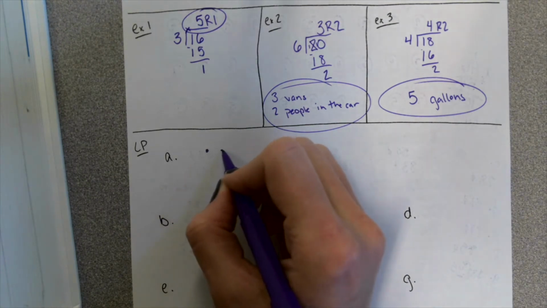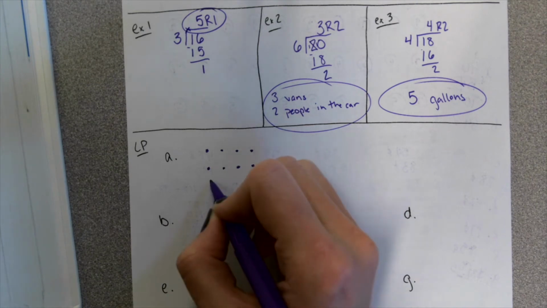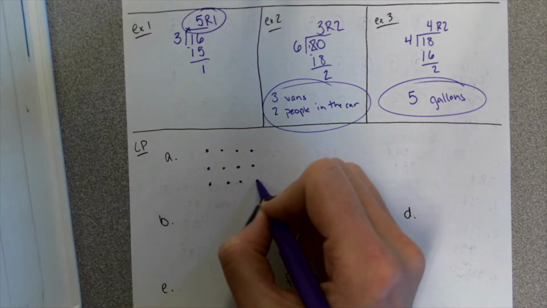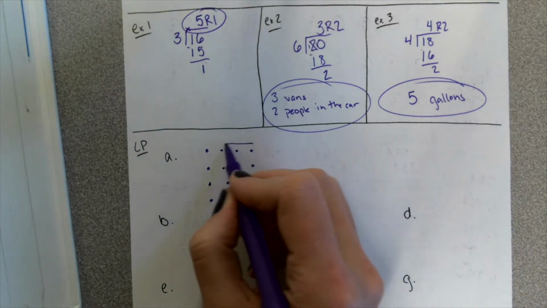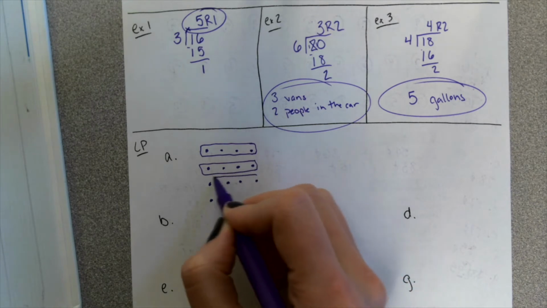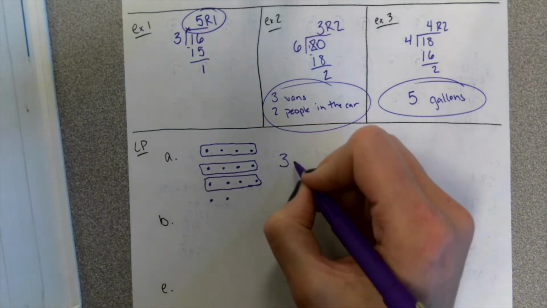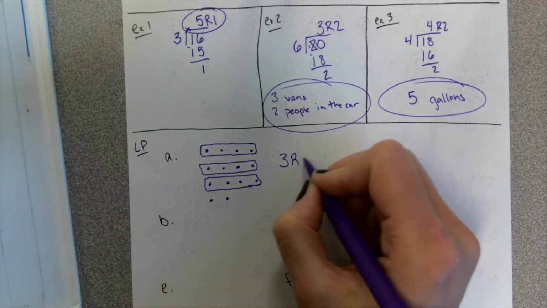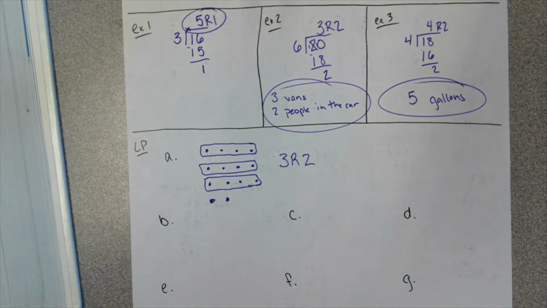So 1, 2, 3, 4, 5, 6, 7, 8, 9, 10, 11, 12, 13, 14. Now I'm going to circle around my groups of 4. So there's 1, 2, 3 groups. So 3, and then what's my remainder? I got these 2 guys left over, right? 1, 2. So I get 3 remainder 2.